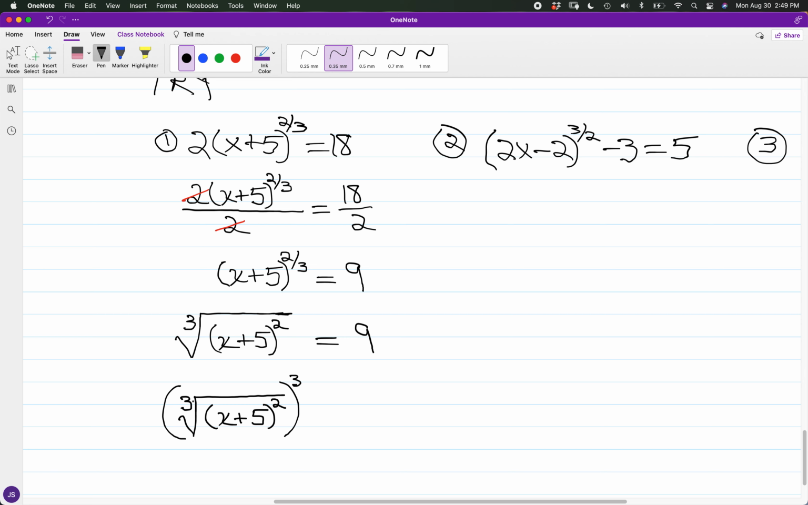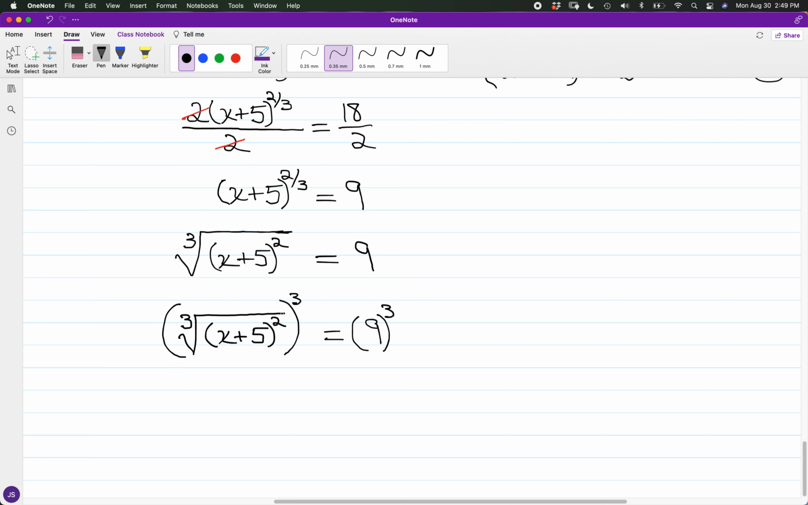So the exponent and the index number of the radical will cancel each other. All right, so on the left, what's going to be left standing will be what was underneath the radical. And so that is going to be x plus 5 raised to the second.